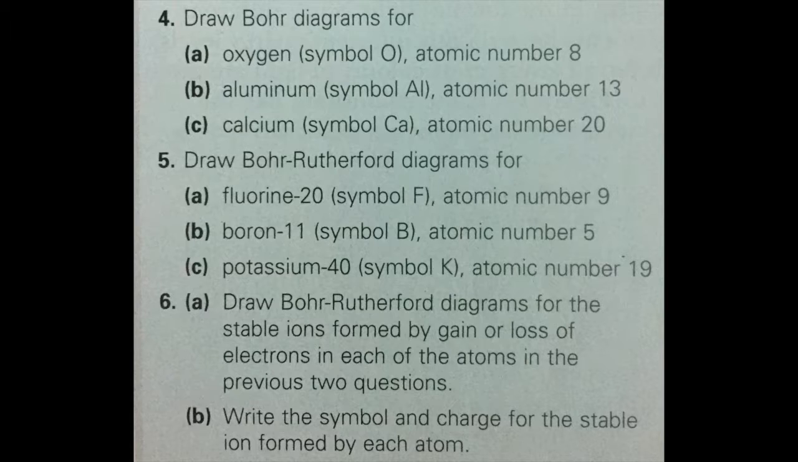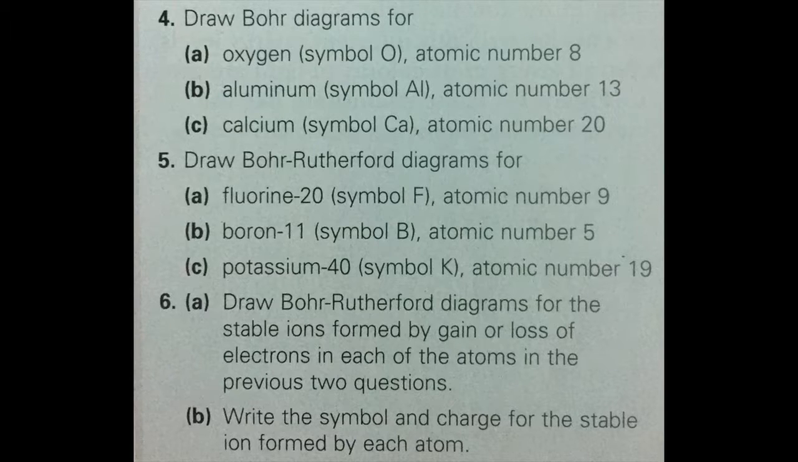4. Draw Bohr diagrams for A. Oxygen, symbol O, atomic number 8. B. Aluminum, symbol Al, atomic number 13. C. Calcium, symbol Ca, atomic number 20. 5. Draw Bohr-Rutherford diagrams for A. Fluorine-20, symbol F, atomic number 9. B. Boron-11, symbol B, atomic number 5. C. Potassium-40, symbol K, atomic number 19.